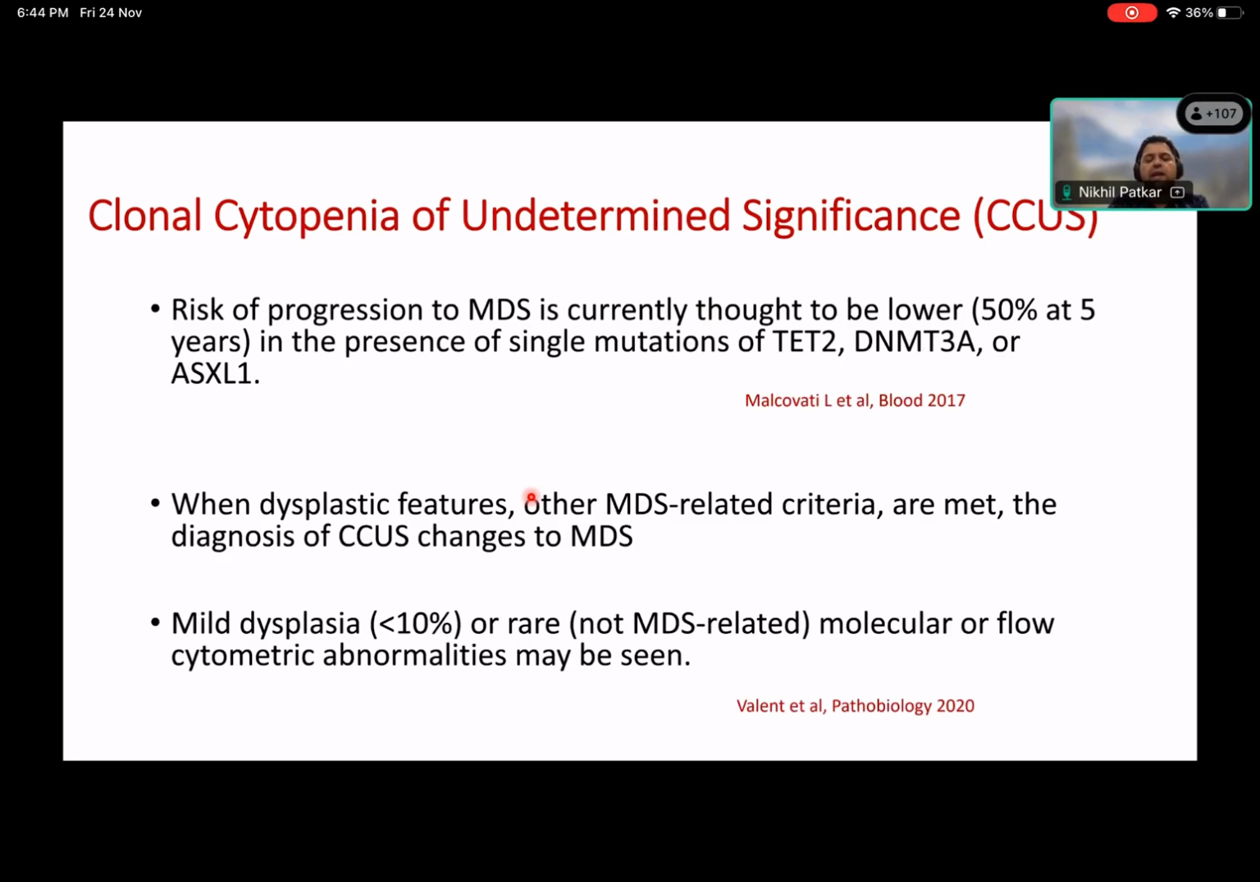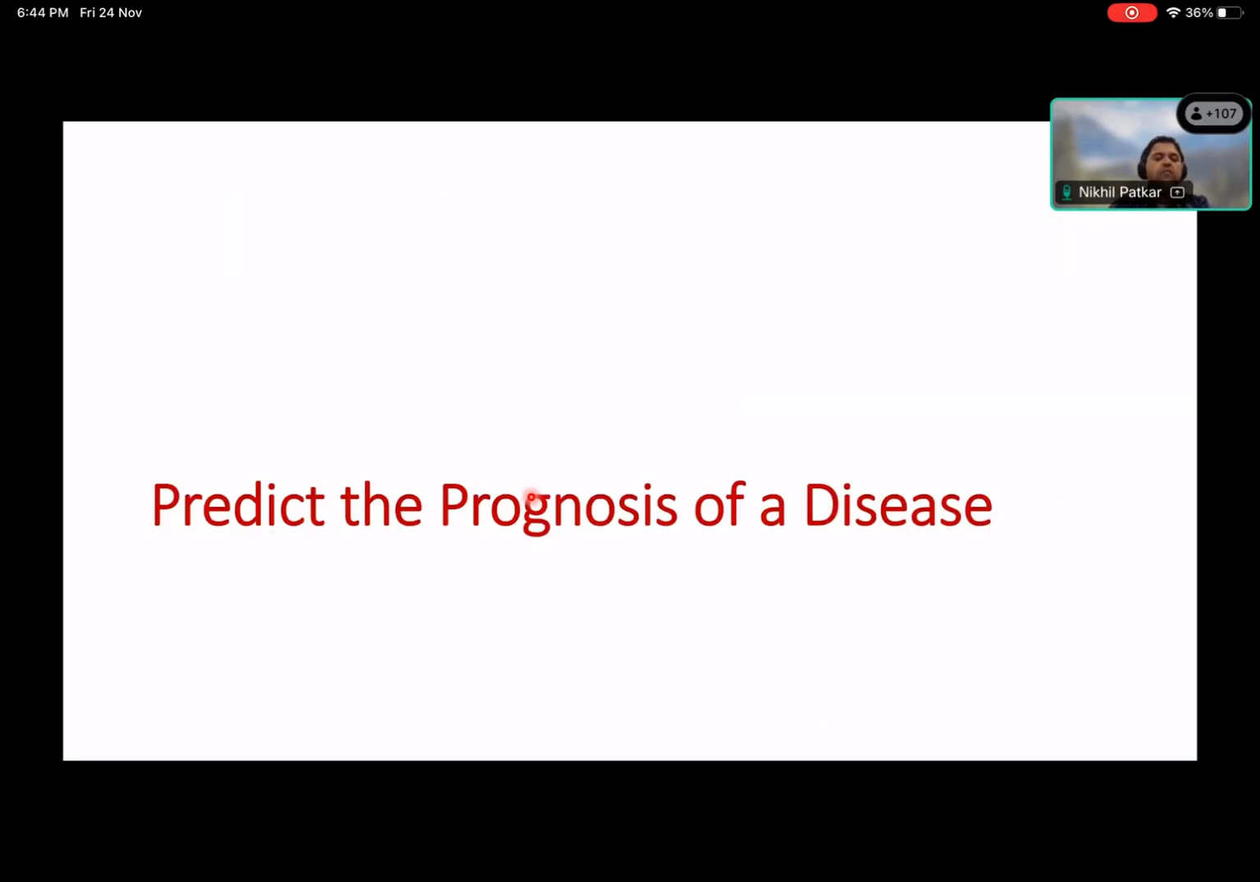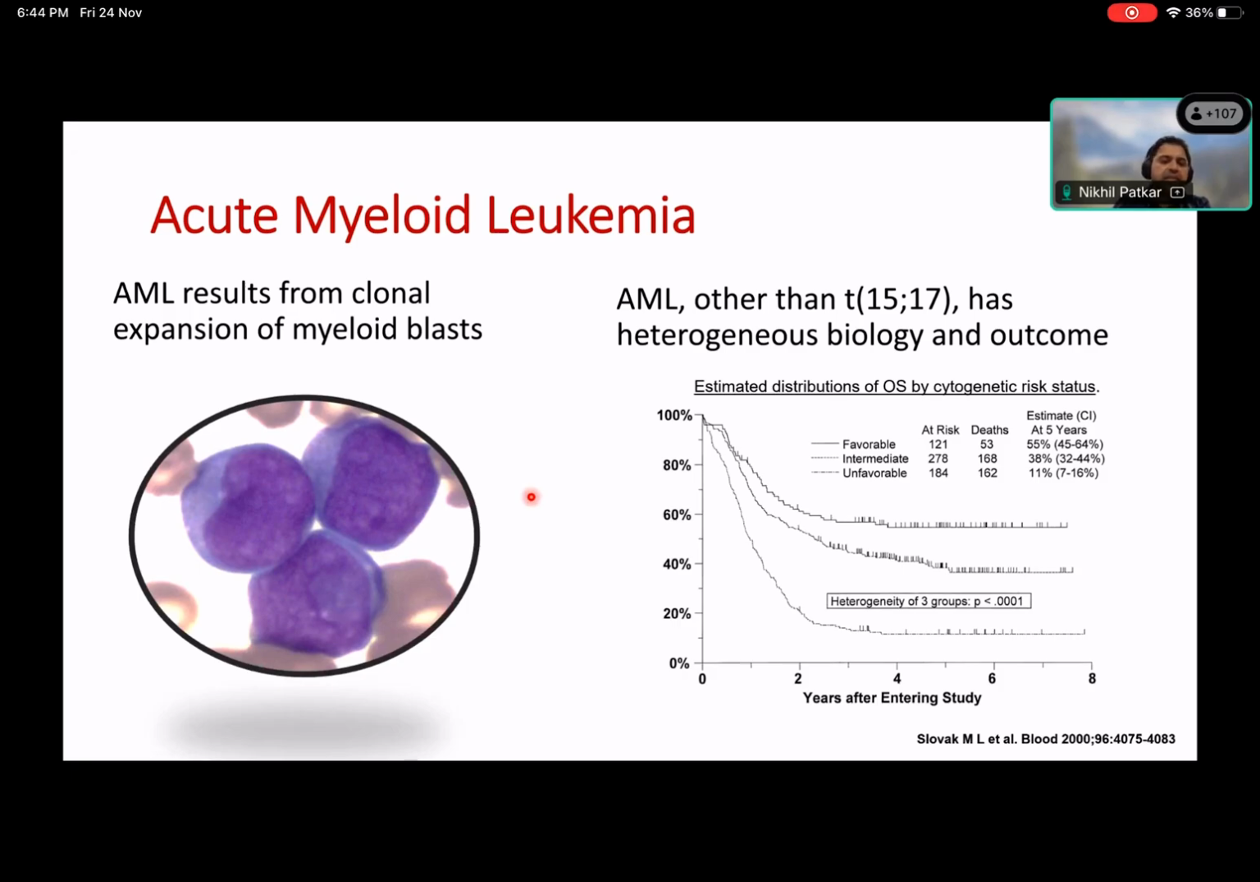Mild dysplasia or rare molecular or flow cytometric abnormalities may be seen in this patient. Now, the next use of molecular diagnostics in hemato-oncology is to predict prognosis of disease, and this cannot be shown better than by discussing acute myeloid leukemia.